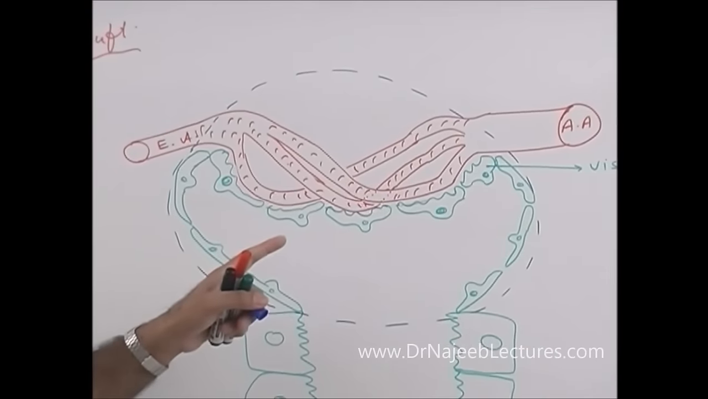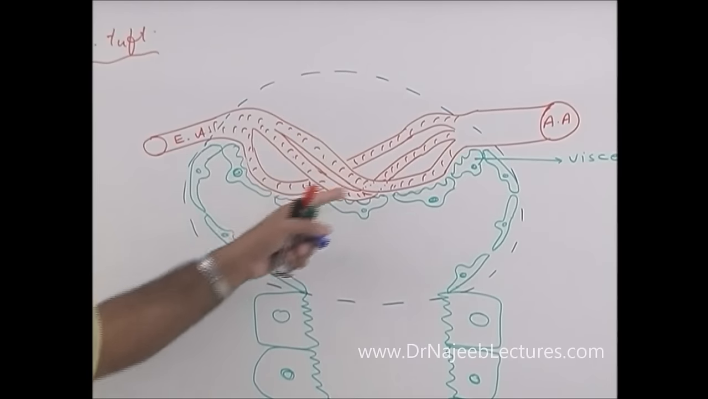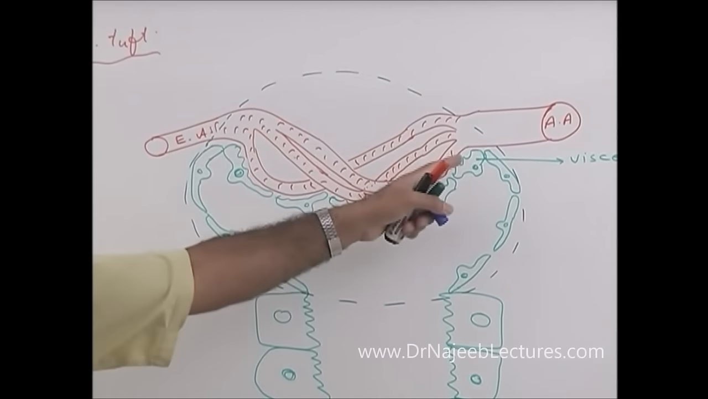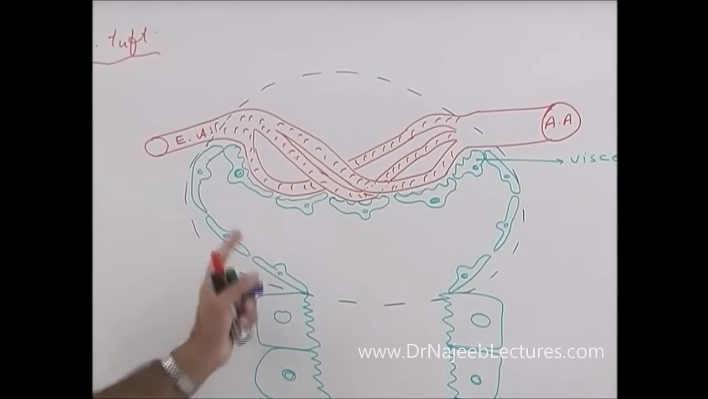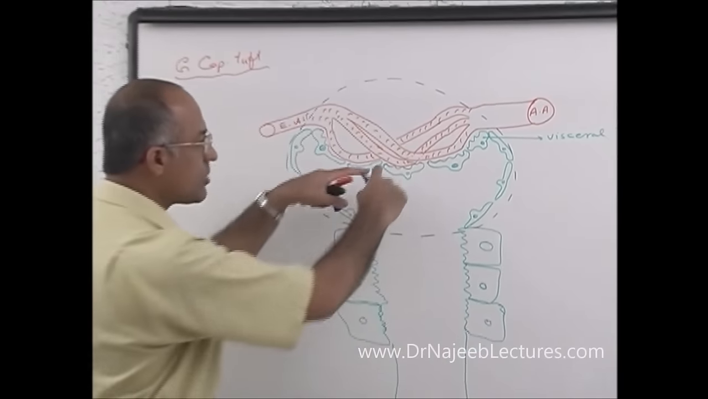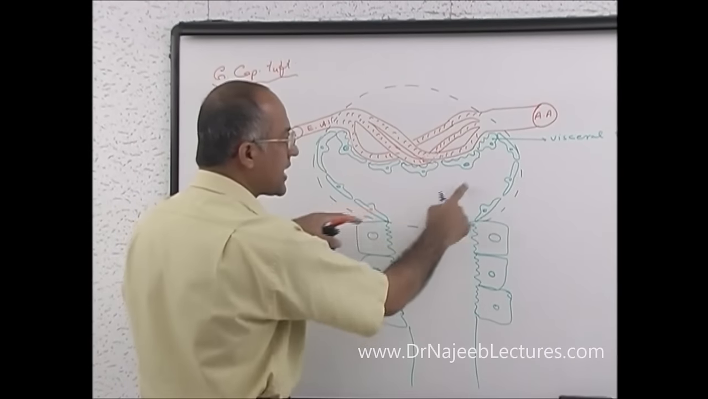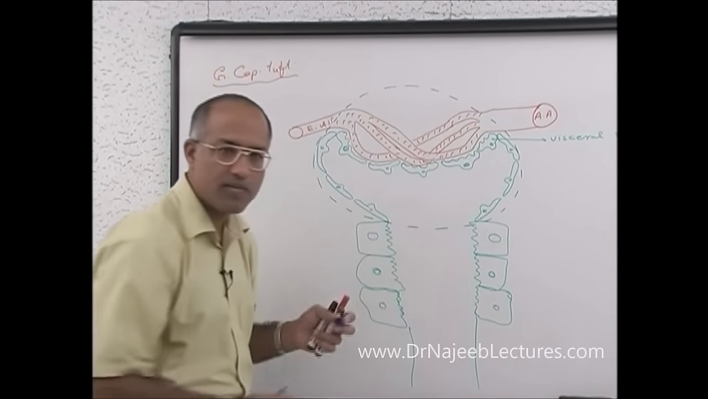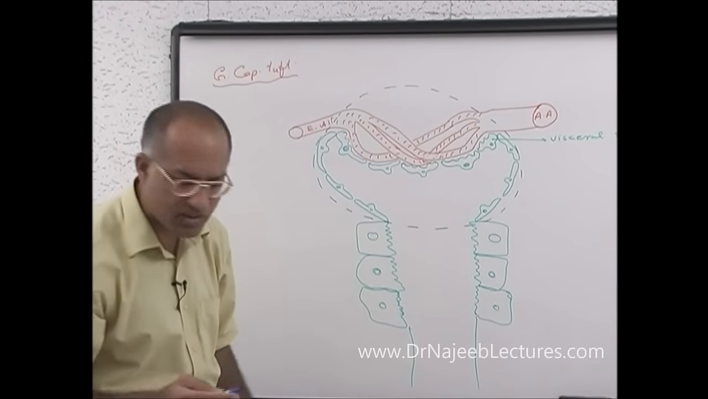The glomerulus consists of what structures? It consists of the glomerular capillary tuft, which is invested by, or covered by, a double layer of epithelial cells. This double layer of epithelial cells makes a capsule, and this capsule is called Bowman's capsule.